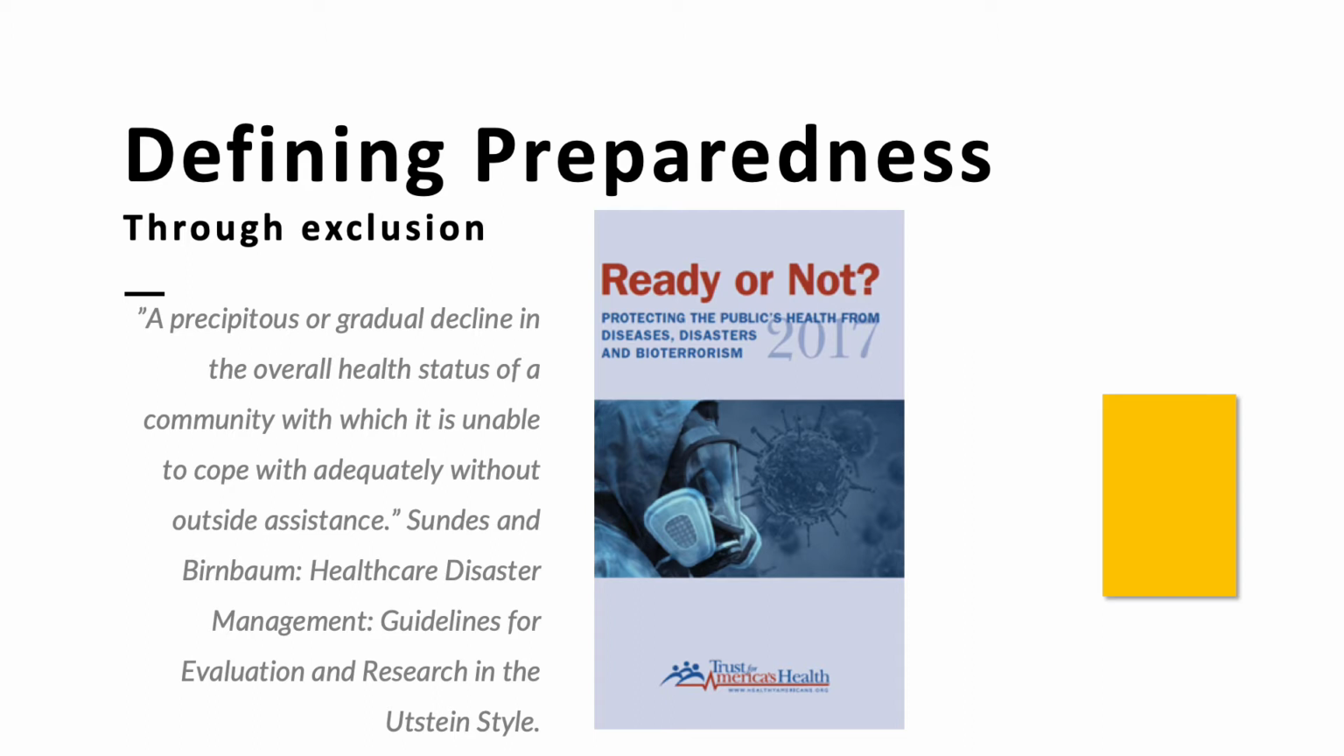Let us begin by defining preparedness. And many times we define it through exclusion. It is a precipitous or gradual decline in the overall health status of a community with which it is unable to cope with adequately without outside assistance. This came from healthcare disaster management guidelines for the evaluation of research in the Epstein style. It is a brief writing, and I would suggest that you all get it. You can find it online and download it.